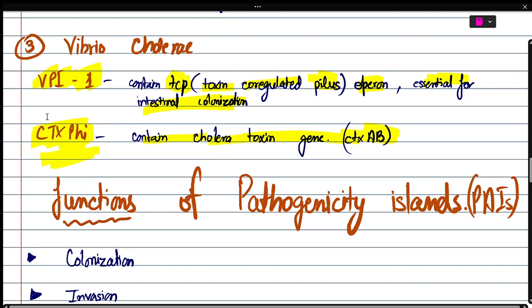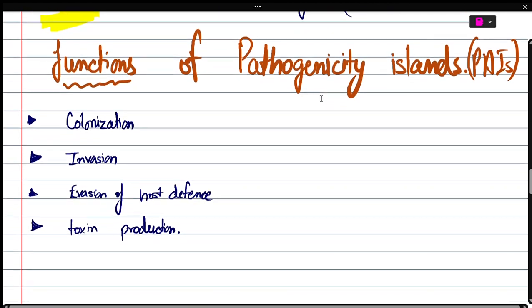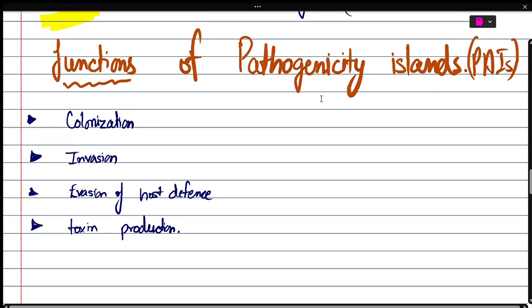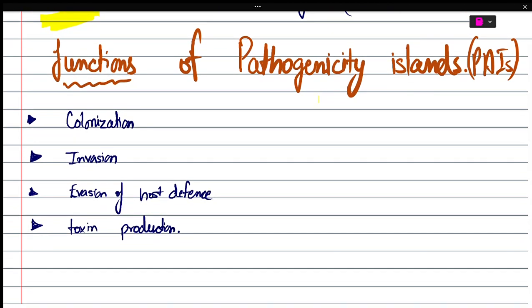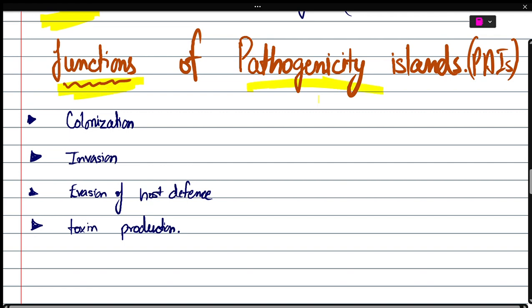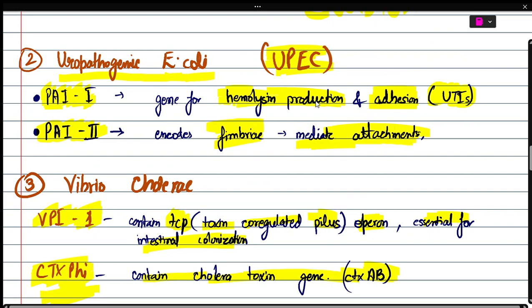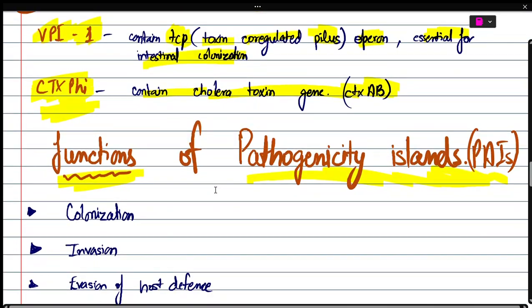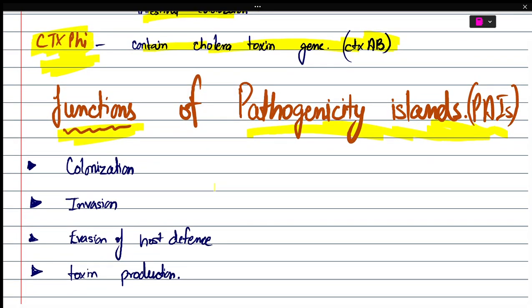But if the CTX-PHI pathogenicity island is transferred from a pathogenic bacterium to a non-pathogenic bacterium, then the non-pathogenic bacterium can again become pathogenic. Now we will talk about the functions of pathogenicity islands, or PAIs. I am going to use these three examples to demonstrate them.